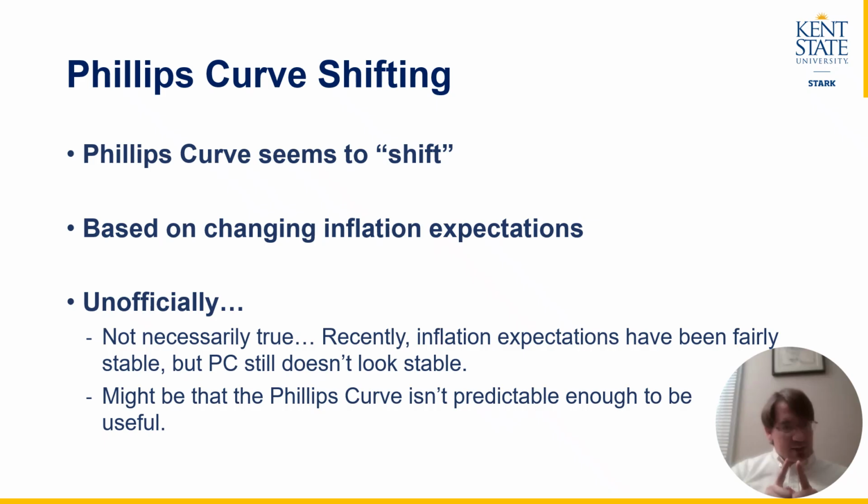And the evidence of this is when you look more recently, say in the decade of the 2010s. Inflation expectations when we do these surveys are quite stable. But at the same time, the Phillips curve still doesn't look stable. This suggests that there's something else going on. It might just be that the Phillips curve is just not predictable enough to be useful in the economy that we have now.